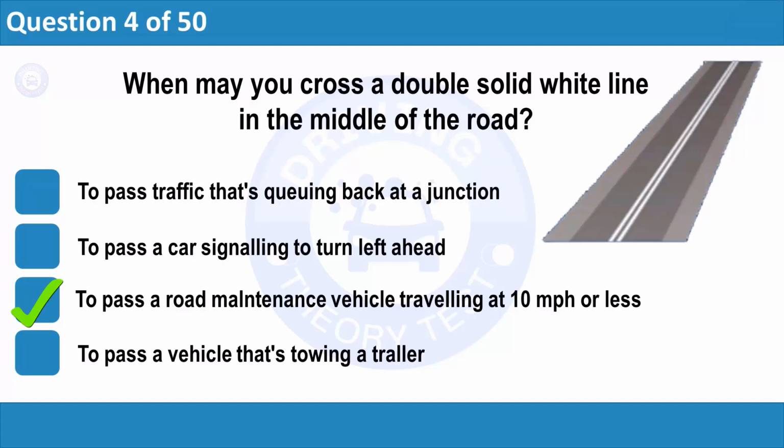You may cross the solid white line to pass a stationary vehicle or to pass a pedal cycle, horse, or road maintenance vehicle if it's travelling at 10 miles per hour or less. You may also cross the solid white line to enter a side road or access a property.